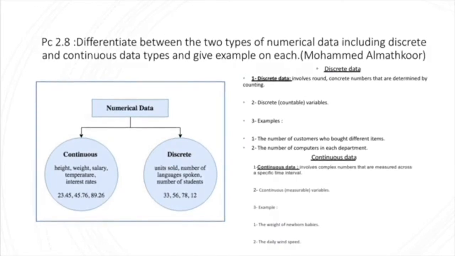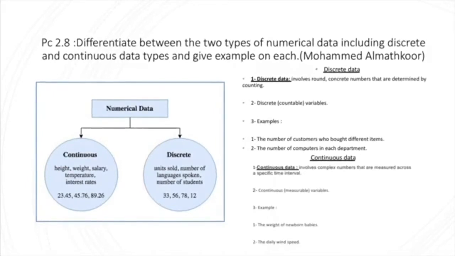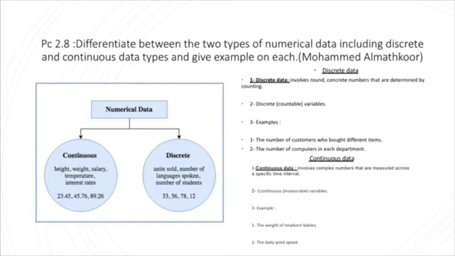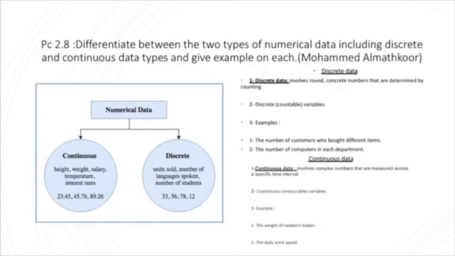Continuous data involves complex numbers that are measured across a specific time interval. Continuous data is measurable variables. Examples: the first example is the weight of newborn babies. The second one, the daily wind speed.